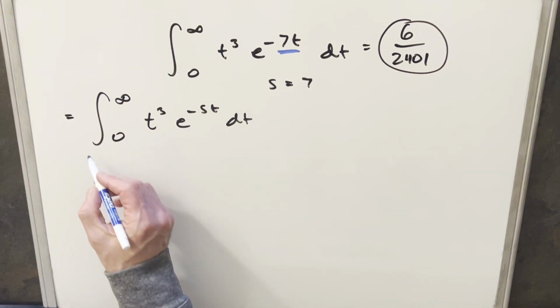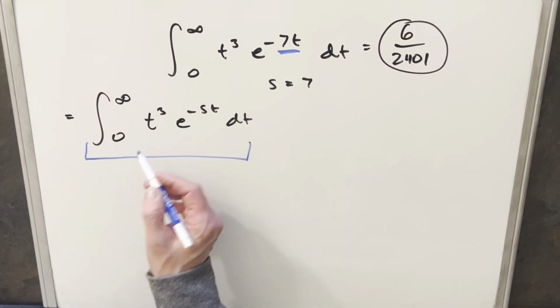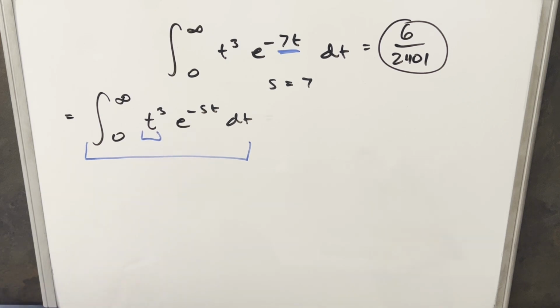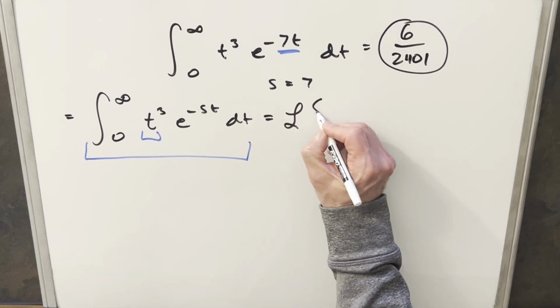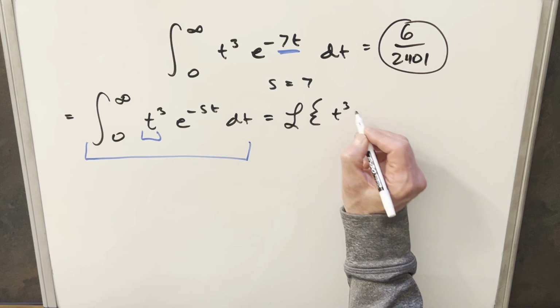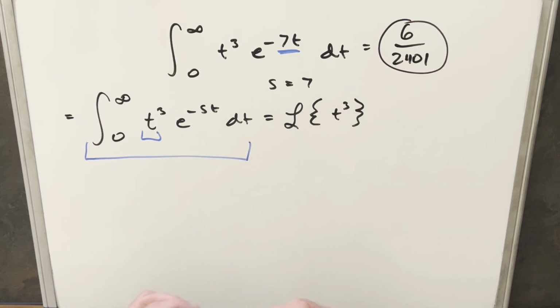But then what we have here is just in the form of a Laplace transform. This is actually the Laplace transform of t cubed. So I can just rewrite this as the Laplace transform of t cubed. And again, we have to remember the s equals 7. But we have a good formula for this Laplace transform, especially when the exponent's an integer. So for Laplace of t to the n, with n as an integer, we can write this as n factorial over s to the n plus 1.